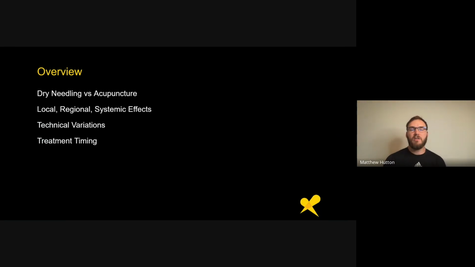The premise is: what is dry needling, and how is it different from acupuncture? We'll get into some of the details about the physiological effects of dry needling and how they happen at the local level, at the regional level, so the quarter that it's being applied to, whether that's the lower left, lower right, upper left, upper right, as well as some of the systemic effects and how it affects the body as a whole. We'll get into some of the technical variations and different applications that clinicians are using to refine their dry needling practice. And then lastly, we'll talk about treatment timing.